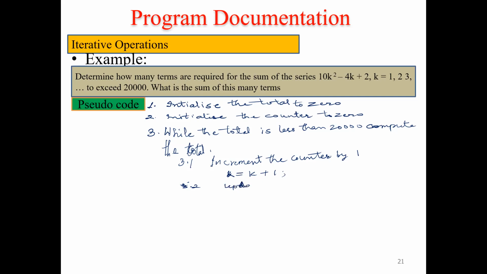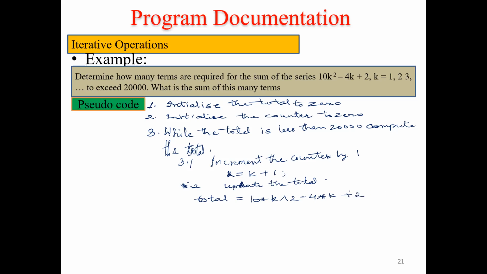Means you will sum up the previous total, and then update the total. Then you will compute the updated total based on the current k value. The formula is given as 10k square, so you will use 10 star k cap 2. You see how I am writing the expression 4k. That means you will use 4 star k plus 2. Like this, you will write the expression.